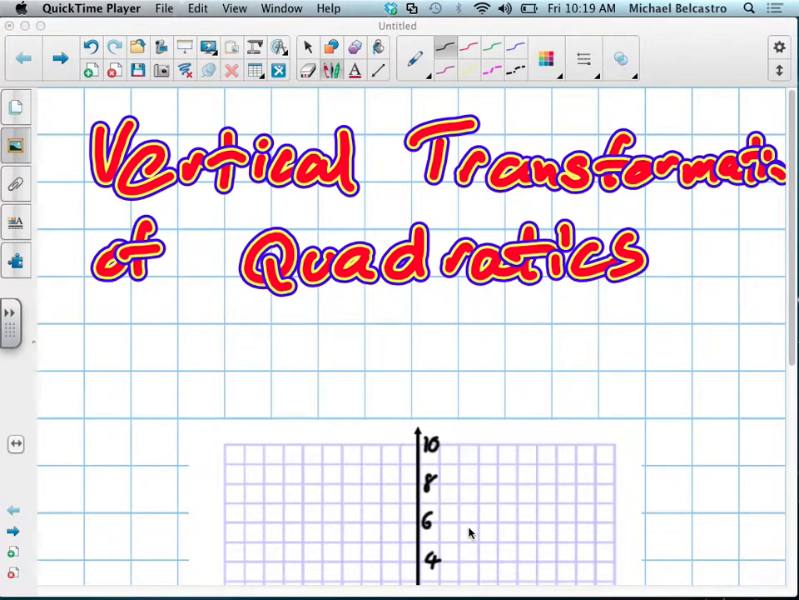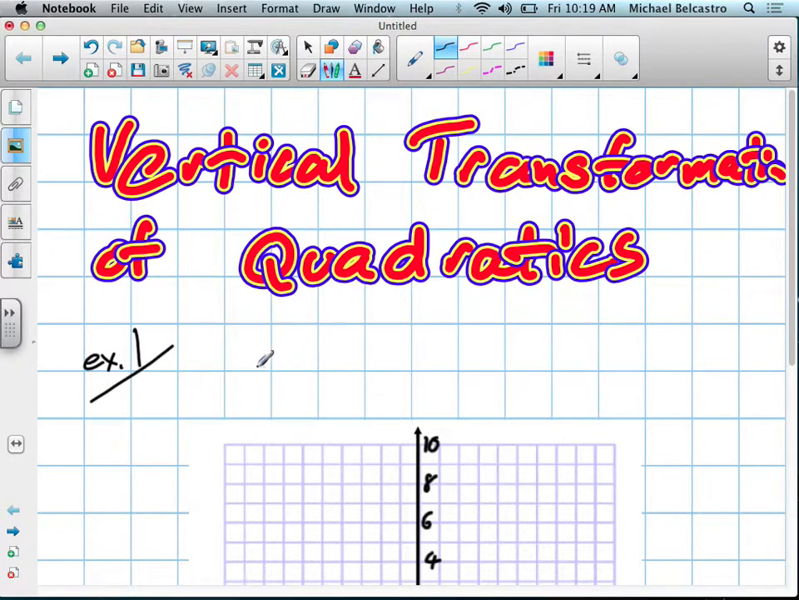Okay, today we're going to go over vertical transformations of quadratics. So we're going to write an equation here. And the very first thing we need to go over, example 1, is what is considered our original. So our normal parabola. This is a quadratic equation. Y is equal to x squared.